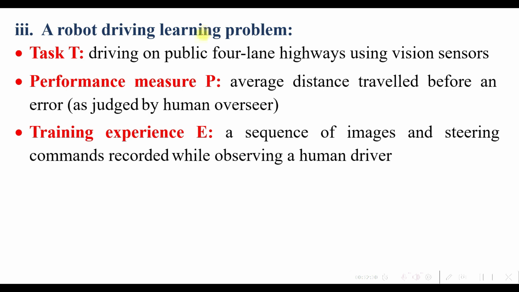Now, one more example, a robot driving learning problem. Here the task is driving a robot car on a public four-lane highway using vision sensors. The performance measure P is the average distance traveled before an error occurs. And the training experience is a sequence of images and steering commands recorded while observing a human driver. These are some of the examples of machine learning.